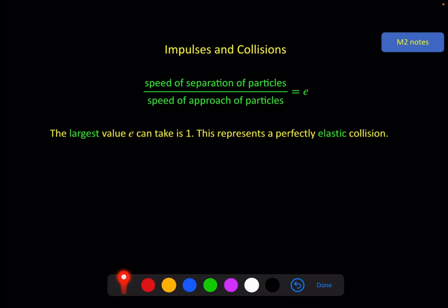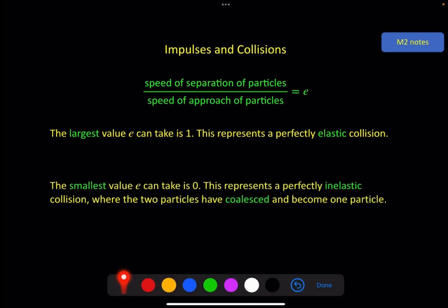We'll talk a bit more about what that means and why that's important in the next video when we talk about kinetic energy. But for now, I hope you can see that if the speed of separation and the speed of approach are the same value, then this will be a 1. And I'm sure you can appreciate that unless there is something else going on in the situation, the speed of separation is never going to be bigger than the speed of approach. So that's an upper limit for e. There is also a lower limit.